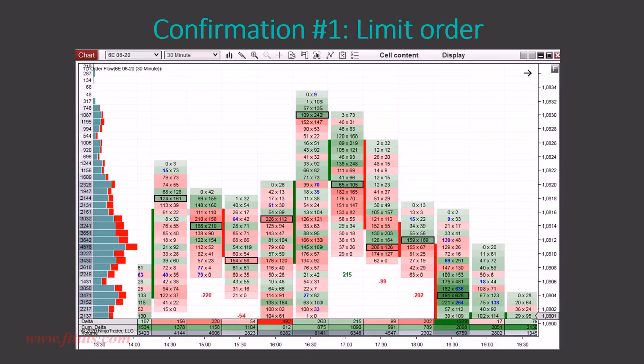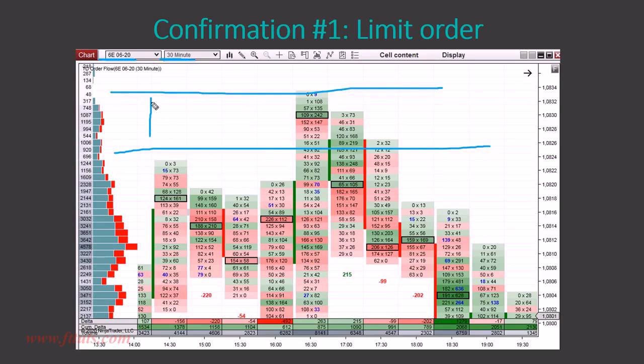Now let's make this more clear with some examples. This is Euro futures, 30-minute chart. Imagine that, for example, this area was a resistance zone and the price hit this resistance zone. And in this zone, you are waiting for a confirmation. You are waiting for a limit order. You want to go short because this is a resistance. You want to go short.